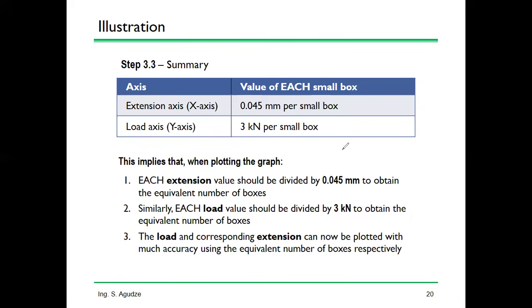If I now want to go and plot the graph, I am going to plot in boxes. So whatever value in the load axis, I'll pick the value and divide by 3. And whatever answer I get is in boxes. So I'll just be counting boxes and plotting. And if I want to plot the x data, I'll take the value divided by what? The value of one box. And whatever I get, the answer is in boxes. And so you'll be plotting in boxes instead of the actual value.